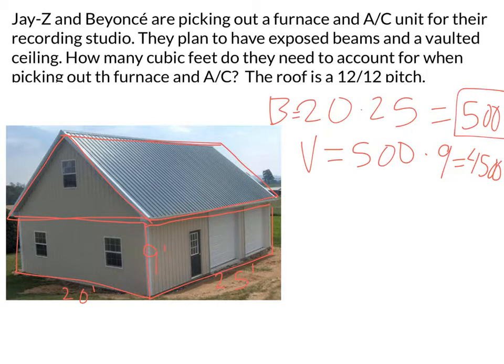So let's jot this down. Volume of the rectangular prism equals 4,500 feet cubed. And then we also want to find out our volume of the triangular prism, the roof part of this, right? Because it's going to be all open. So let's do that now. Let's do that in blue.